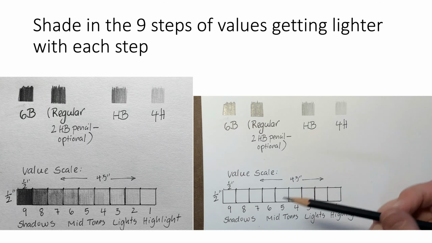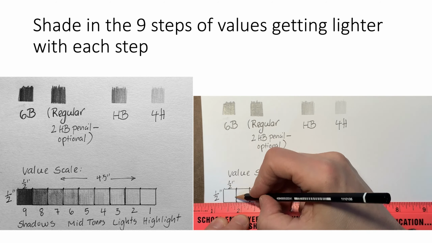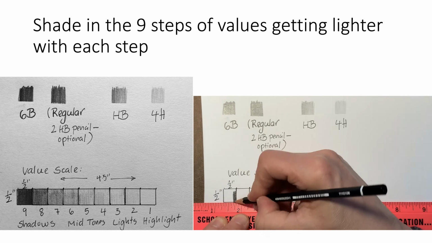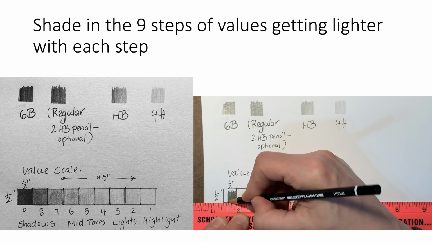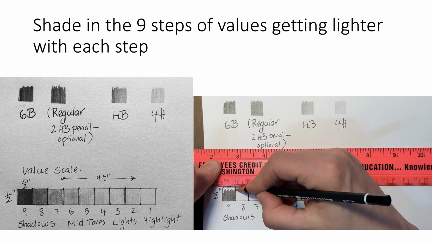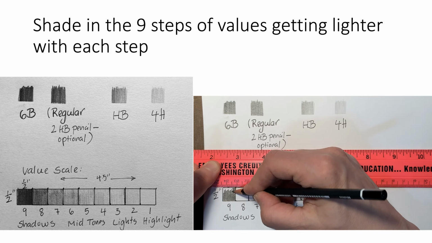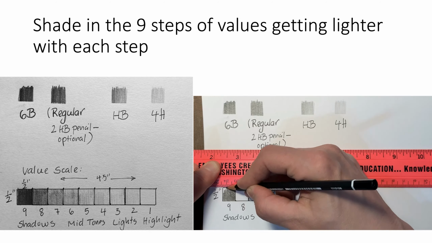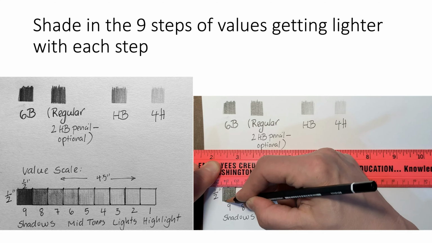When shading in the individual steps, we are starting with the darkest value using the 6B pencil. We are starting with full pressure and are gradually easing up the pressure for our pencil to create a slightly lighter value in each consecutive step. The last step will have the lightest value, which is the white of the paper.